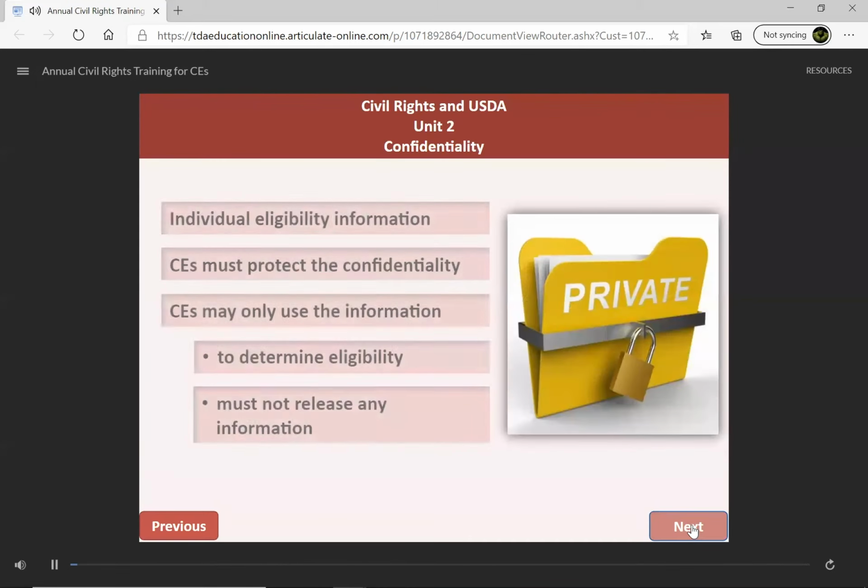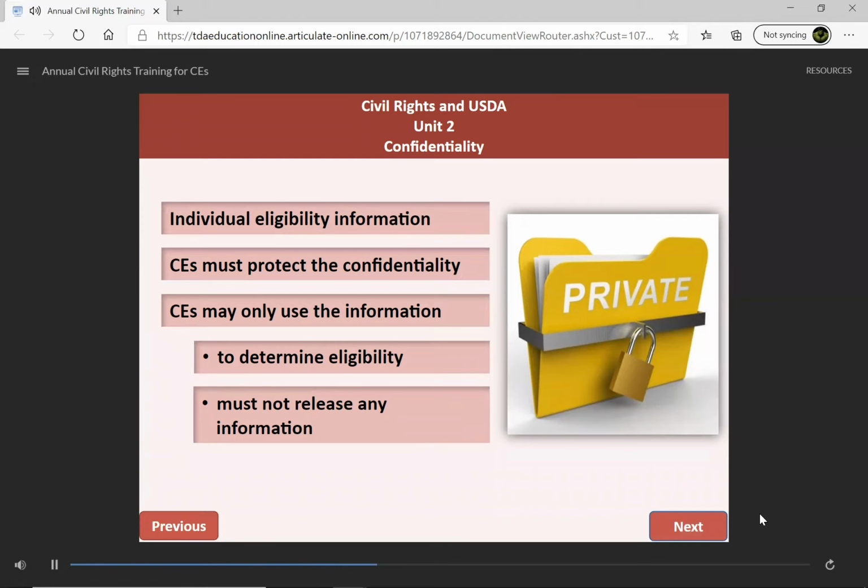Next. When CEs have to obtain individual eligibility information, they can obtain child-specific eligibility status from another CE, like a school or child care center, to expedite the certification process. A CE must protect the confidentiality of any information that has been provided by a household, or received from another CE, for determining eligibility for free, reduced price, or paid meals.